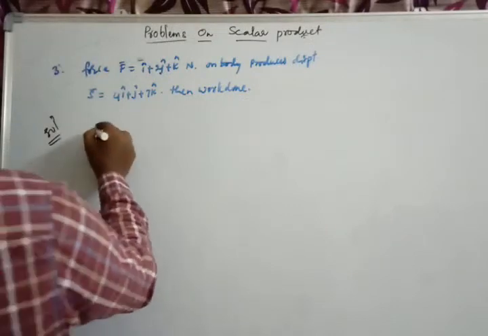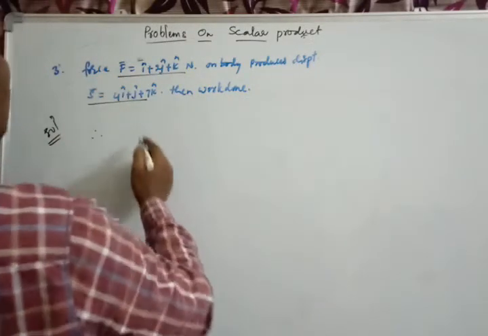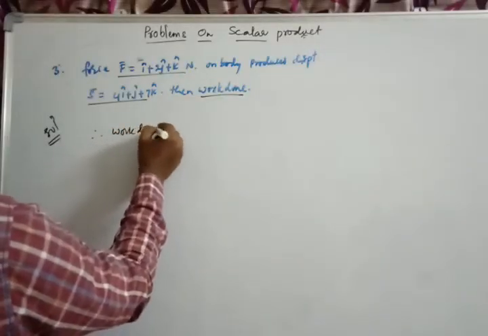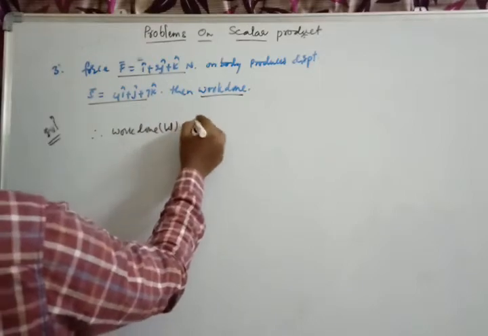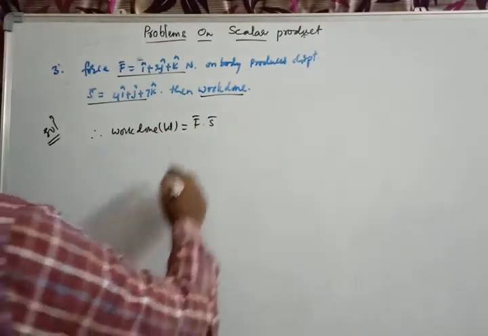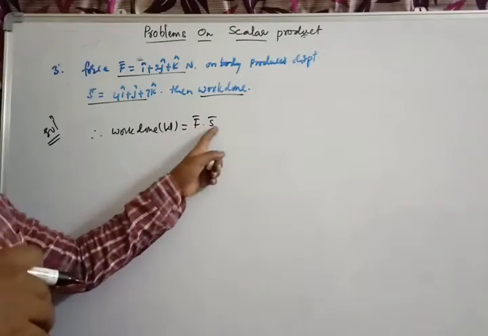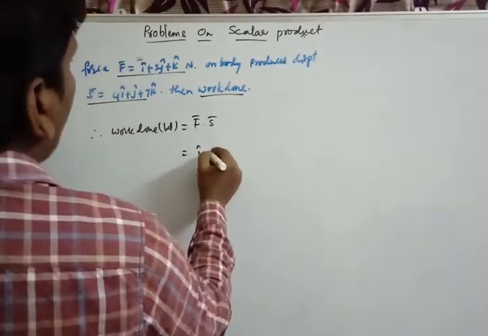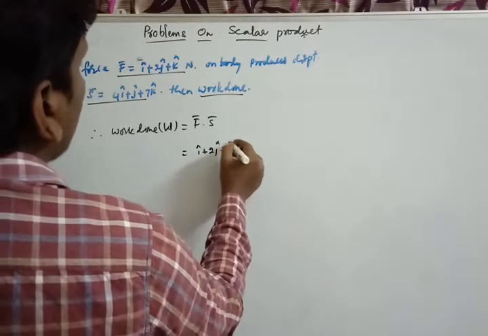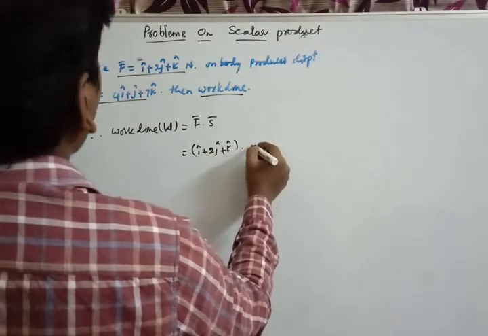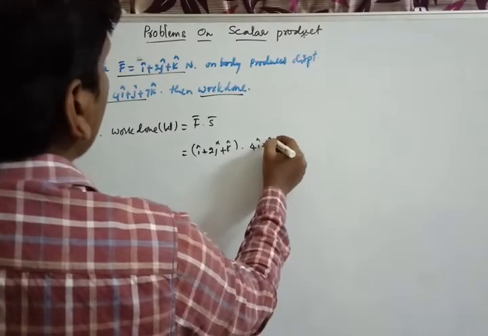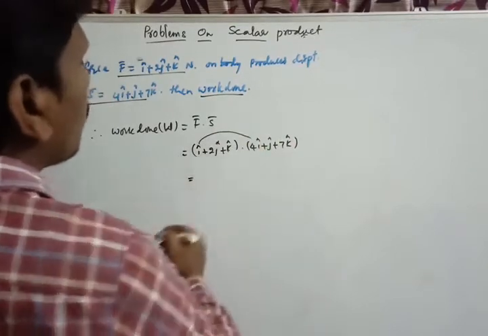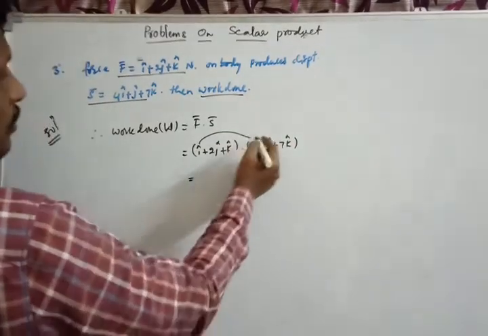Okay, so the force is given and the displacement is given. We need to find the work. Work done, W equals F bar dot S bar, because the product of the force and displacement is known as the work. So that is (i cap + 2j cap + k cap) dot (4i cap + j cap + 7k cap). We have to multiply the same unit vectors.